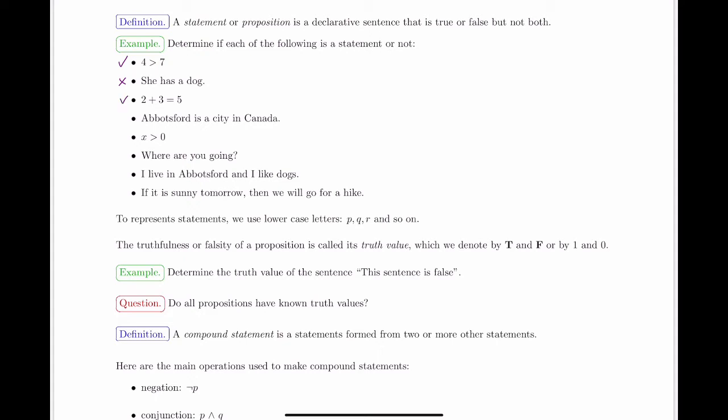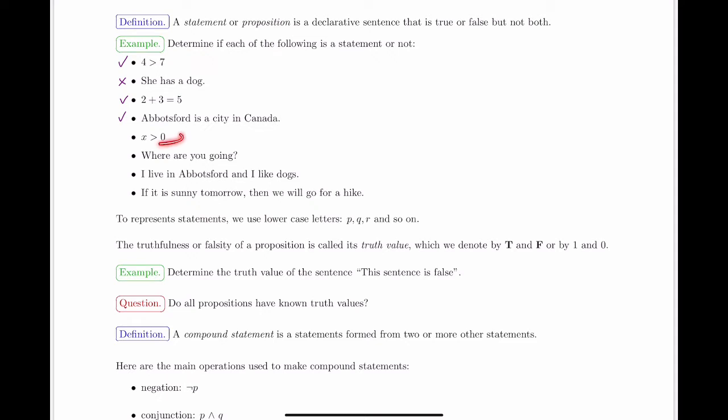I encourage you to pause the video for a second and go through the rest yourself, trying to figure out whether you believe that these are propositions or not, as per our definition, and then come back to the video to go through this together. Abbotsford is a city in Canada, indeed, a declarative sentence, and it is true, which makes this a proposition.